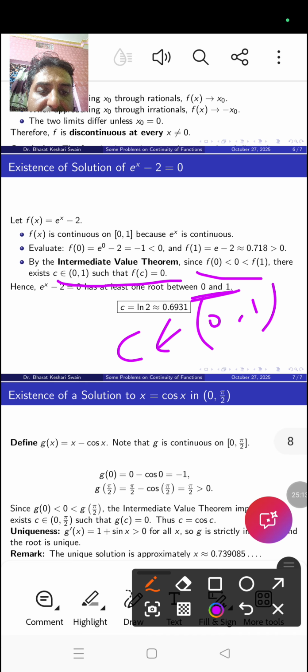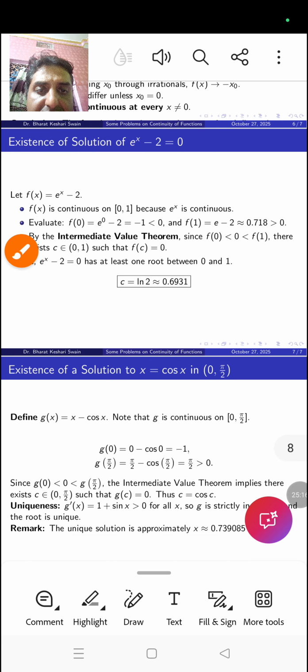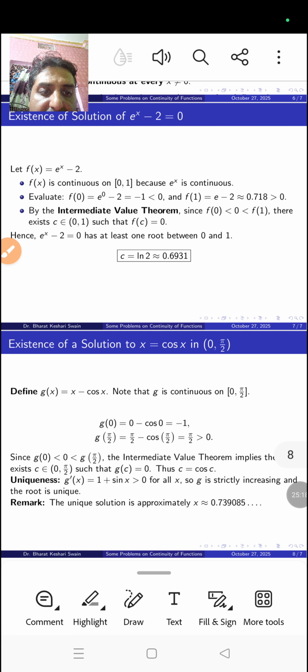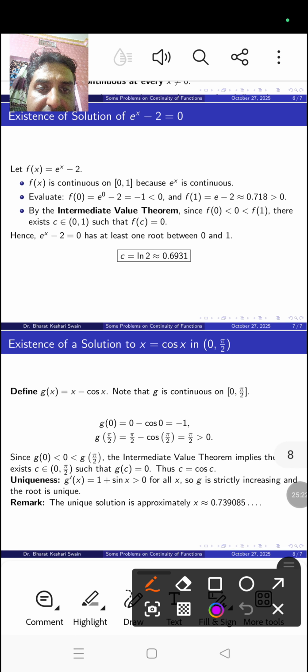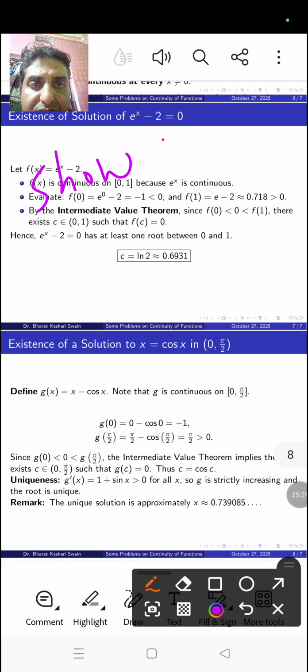Now come to another example. This is the final example for this lecture. This is also a question from your book.